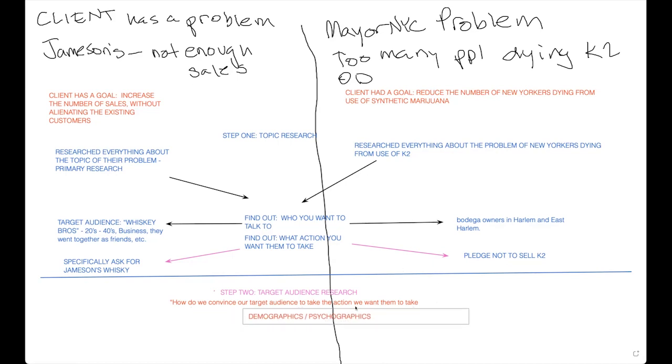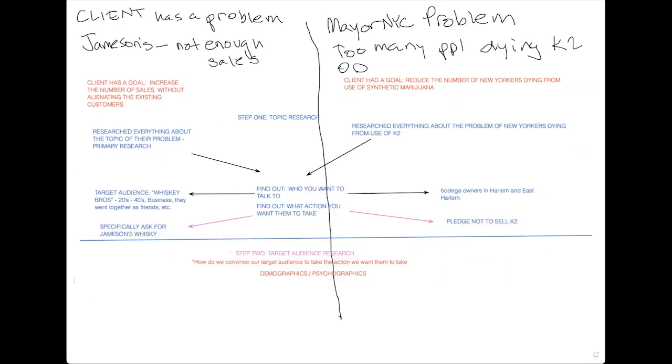So in our example with our whiskey bros, Jamesons had the money, so they did more primary research, this time primary research on these psychographics and demographics of their target audience. They discovered they were male, 20s to 40s, medium to high income earners. They were mostly in business and finance.